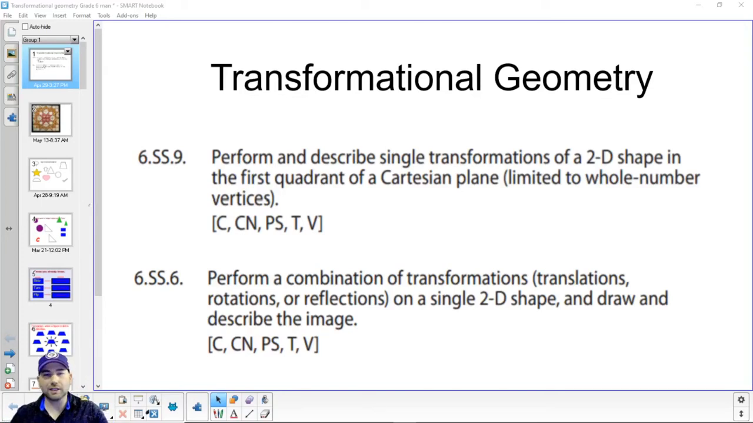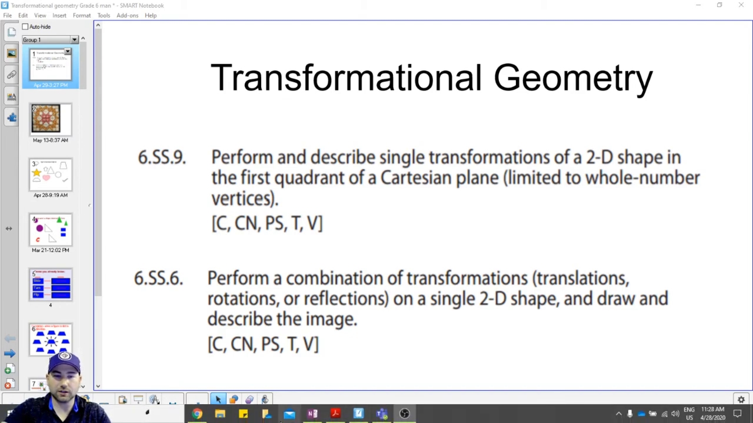All right, here is your lesson on transformational geometry. Wow, that's a mouthful. Let's get started.